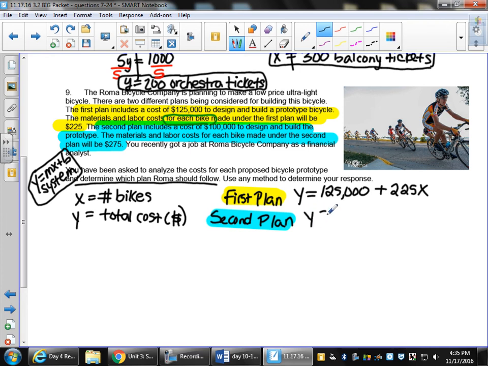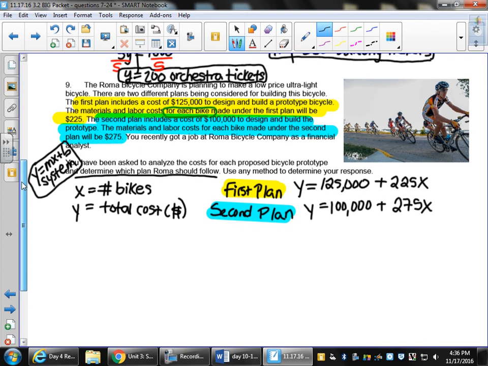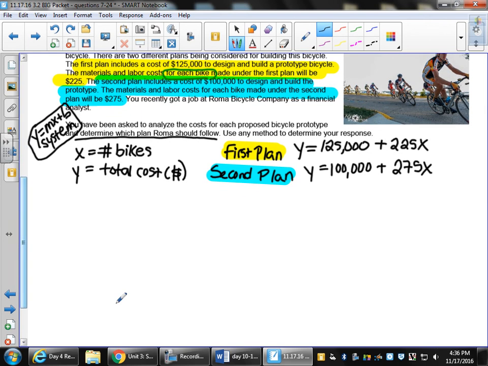I get Y equals $100,000 for the prototype plus $275 per bike for labor and materials. So notice how nicely just using our colors and labeling what each equation will be about really helps to break down what we were given here. Highlighters rock, okay? Use color.